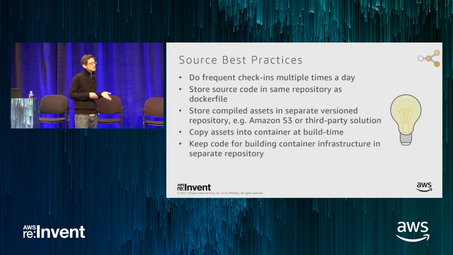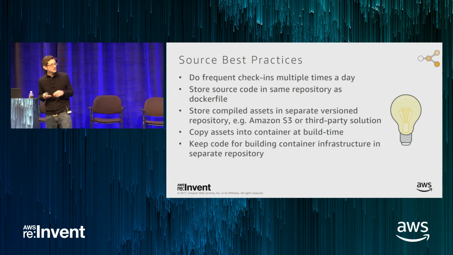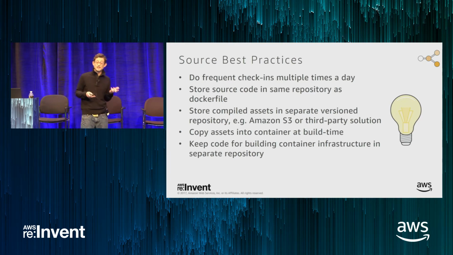If you're using a compiled language like Java, store that compiled asset in a separate versioned repository and then use Docker's COPY command to copy the asset into the image at build time. Lots of build tools support this, like Jenkins, for example. And then finally, and this may seem overly obvious, but keep code for building your container infrastructure and your pipeline separate from your application code.